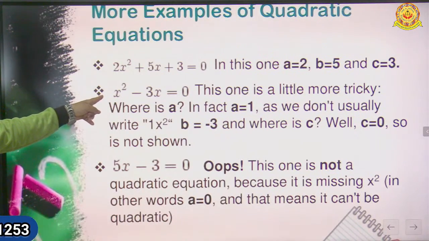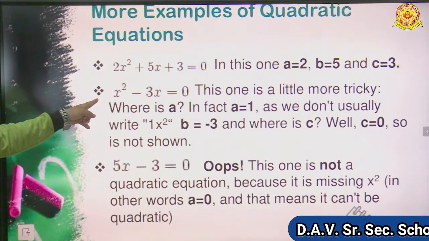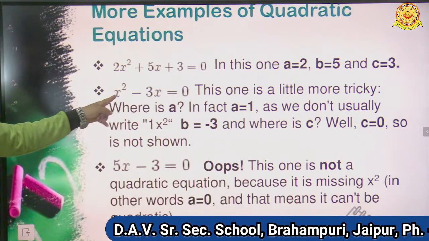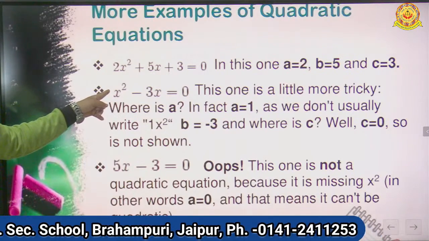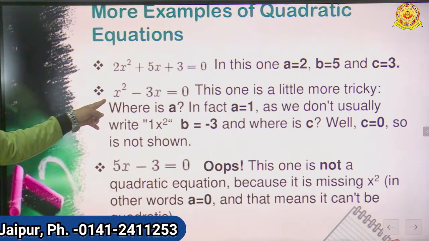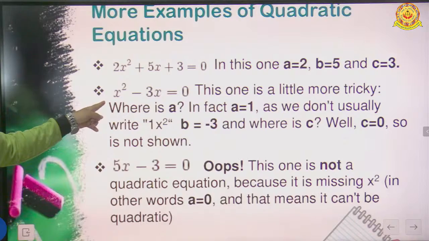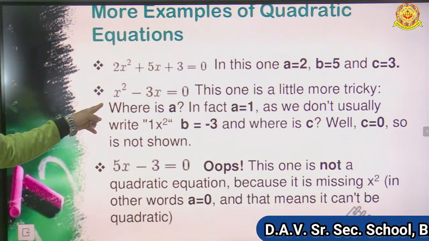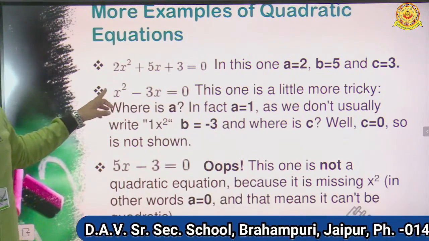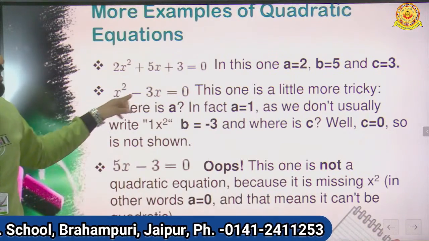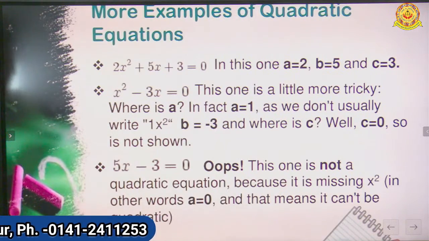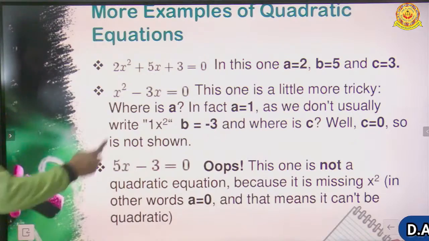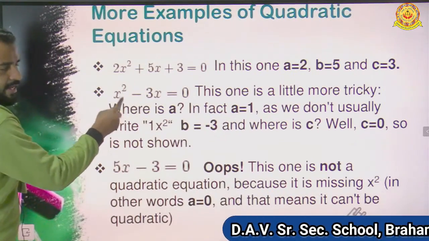Here it is not given. So if it is not given, it should be 1, not 0, because if it is 0, then x square also vanishes from here. So it will be 1 only. Whenever the numerical value is not given, we consider it as 1. So here the a value is 1, and the b value is minus 3. Very good, you must not forget this minus sign, minus 3.